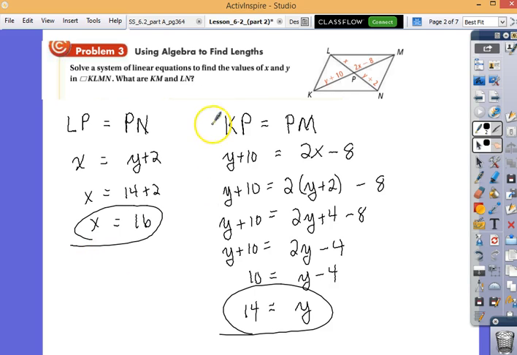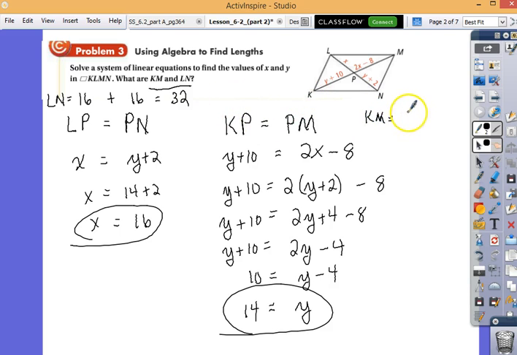But now I've got to do what the question asks and find KM and LN. Well, LP will be 16 because LP is just x, and we solved for that. PN must also be 16. And so LN is just going to be the sum of those two. So LN would be 16 plus 16, which would be 32. Everybody okay with that?